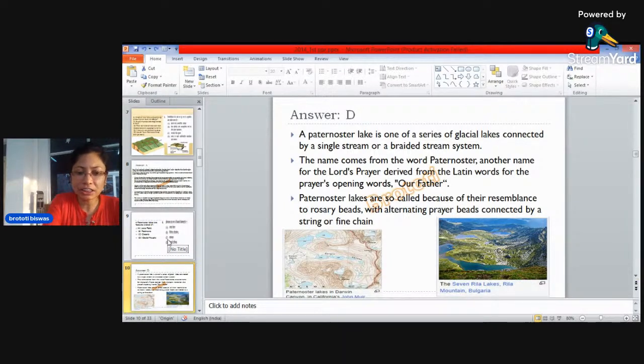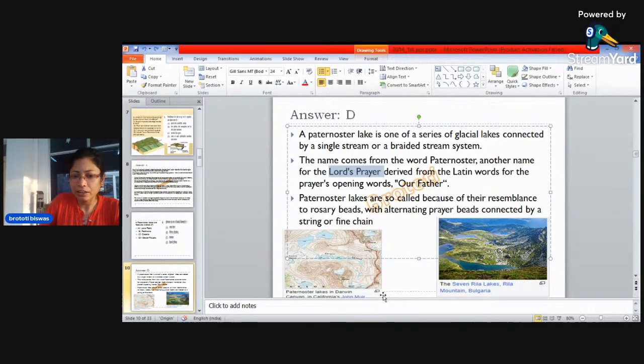Yes, someone has already given the answer. Yes, you are right. The answer is glacial trough. Now, you must also know where this paternoster word has come from. The paternoster is a Latin word. The English of this is called the Lord's Prayer.